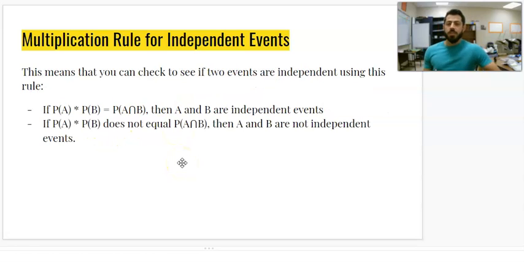This means you can actually use this rule to check to see if two events are independent. All you have to do is find the probability of A, the probability of B, and then the probability of A and B. If the probability of A times the probability of B equals the probability of A and B, then A and B are independent events. If not, then they're not independent.